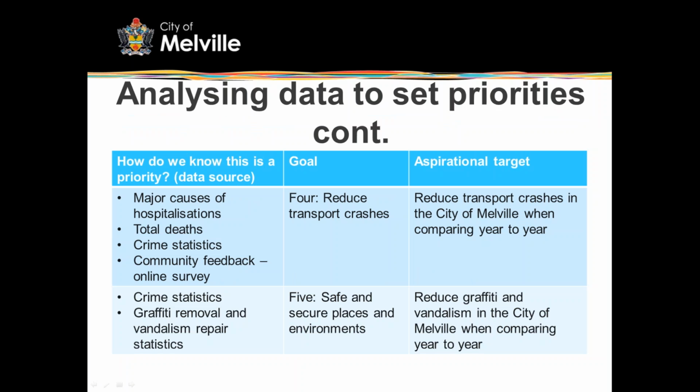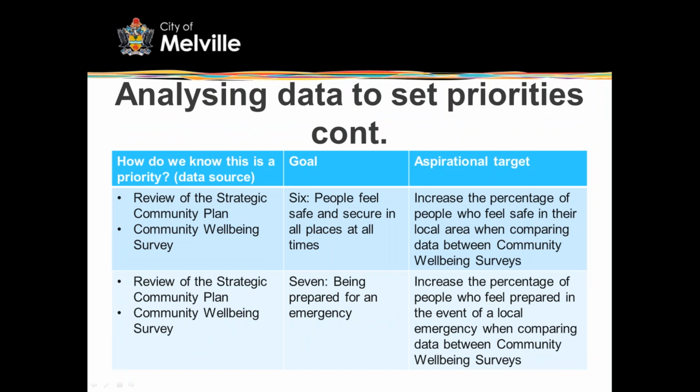We were trying to reduce transport crashes. We want to create safe and secure places and environments. So this is all related to graffiti and vandalism and designing out crime in the city of Melville. Goal 6 is all about creating a place where people feel safe and secure in all places at all times. So we are going to be aiming to increase the percentage of people who feel safe in the local area. And that's a question that is asked in our community wellbeing survey. So that's the indicator that we'd be using to measure that.